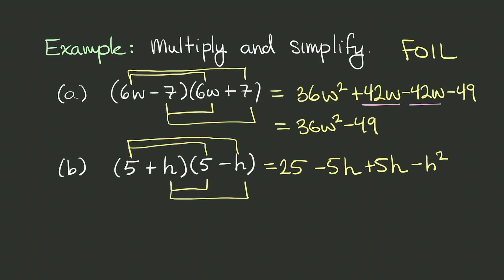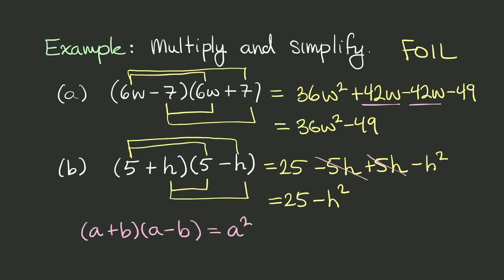Notice that again, we have this cancellation. The minus 5h cancels with the plus 5h, and we'll have 25 minus h squared. What we're seeing here when the middle terms canceled is the result of having this form, having something like a plus b times a minus b. Then this will always be able to be written as a squared minus b squared, because those two middle terms will cancel. We often refer to this as a difference of squares.